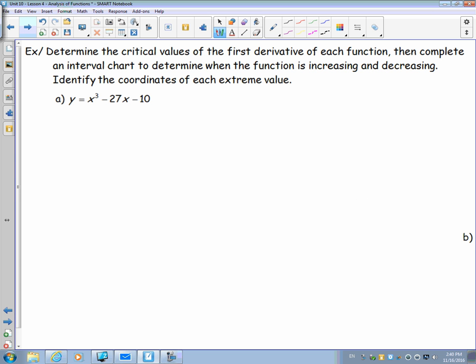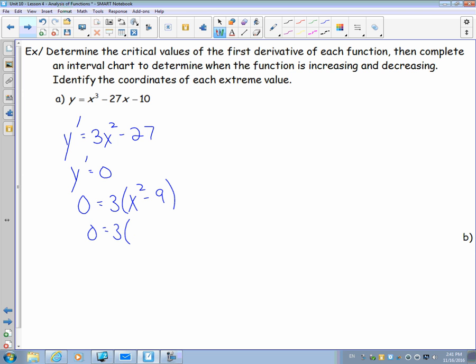Let's try some. So using our first derivative, let's find the critical values and then complete an interval chart to figure out increasing or decreasing and figure out the extreme values. So my derivative, 3x squared minus 27, I want to set it equal to 0 because that would tell me where I get the flat spots. So we'll factor this just like we would with a quadratic. We'll solve it just like we did with the quadratic. So difference of squares. And my zeros will be x equals 3 and x equals -3.